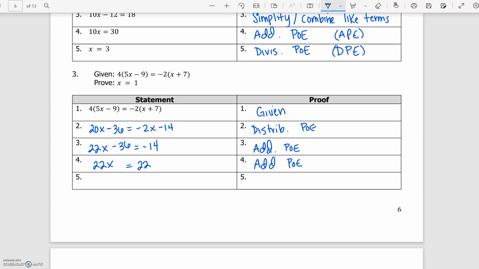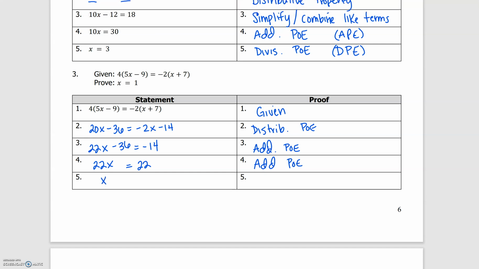And then our last step is to divide both sides by 22. So that's going to give me x equals 1, which is what we know is what we should have as our last one. Again, this is never prove. It's how did we go from this step to this step, and we did it with division. So division property of equality. And that is your lesson on algebraic proofs.